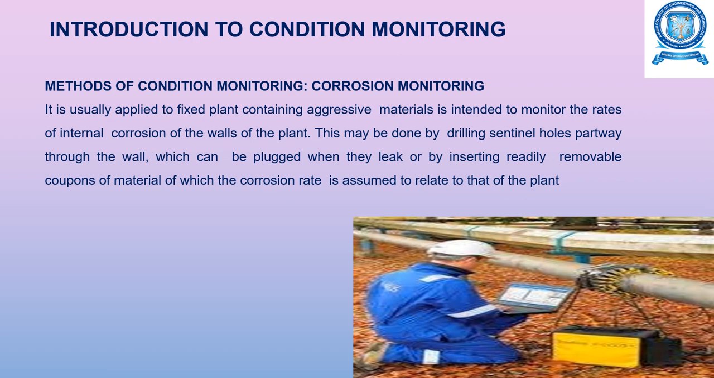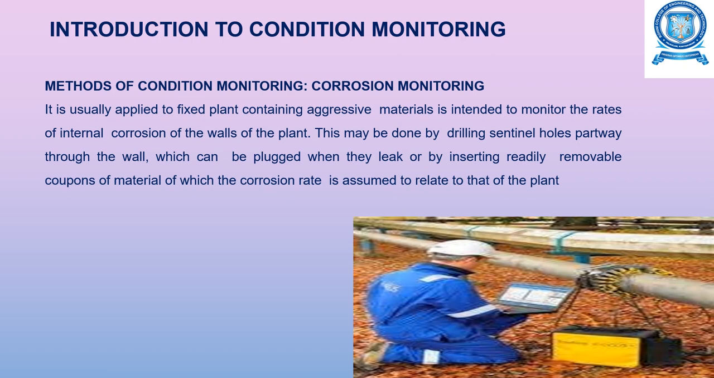And the next method is corrosion monitoring. It is usually applied to fixed plant containing aggressive materials, and is intended to monitor the rates of internal corrosion of the walls of the plant. Normally this may be done by drilling sensing holes part way through the wall, which can be plugged when they leak, or by inserting readily removable coupons of material, whose corrosion rate is assumed to relate to that of the plant.